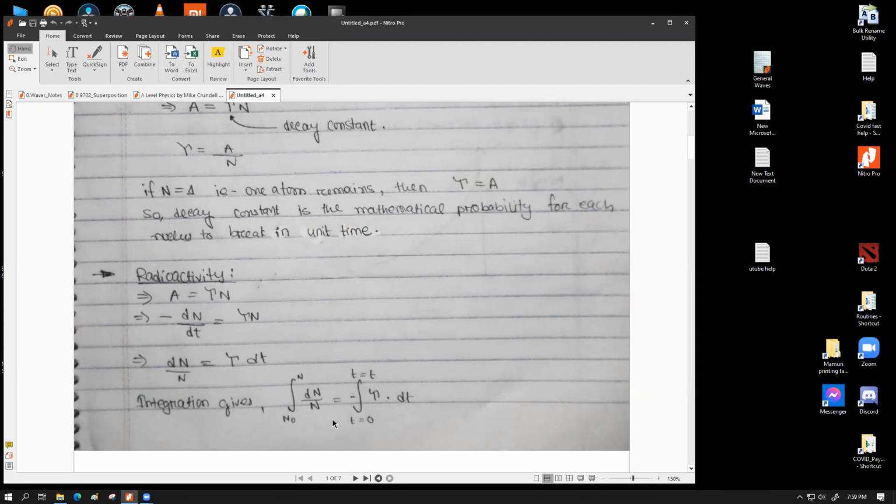Initial means at the beginning of the observation, t equals 0. And N, capital N, only N, is the remaining number of the undecayed nuclei at t equals t second, or t equals t time. So we are integrating the time from t equals 0 to t equals t. Within this time, the nuclei number reduced from N naught to N. So N always represents the number of undecayed nuclei. N naught represents the undecayed nuclei number at the initial stage, or at t equals 0 at the start of the observation, and N represents the number of remaining undecayed nuclei after a duration of t time.